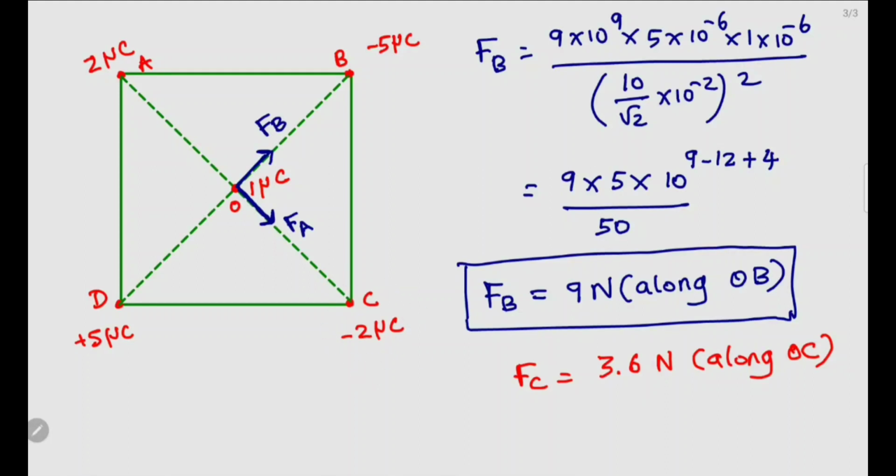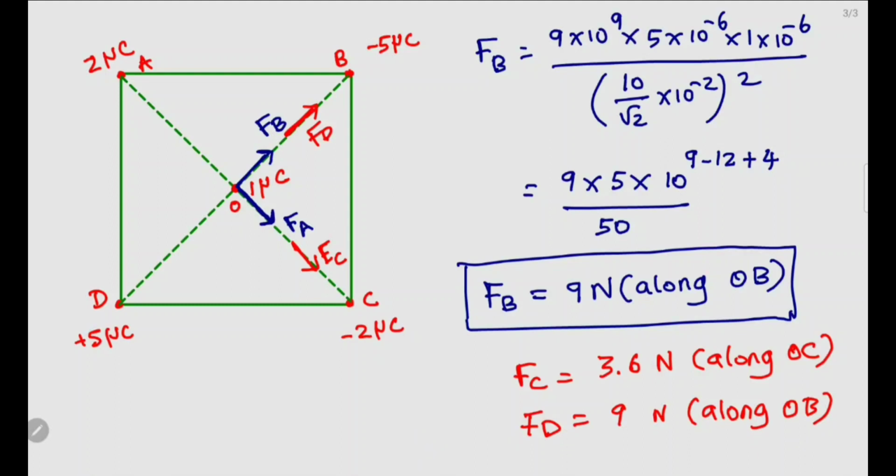Now let's come for the charge at C. So I have changed the sign here, minus. So because minus, it will attract 1 microcoulomb. So FC will also act in the same direction of FA. In the previous exercise problem, this was plus 2, so the opposite, so they nullified. Here it will not nullify. So FC also will be acting along OC only. Again, magnitude wise it's equal, so 3.6 Newton along OC.